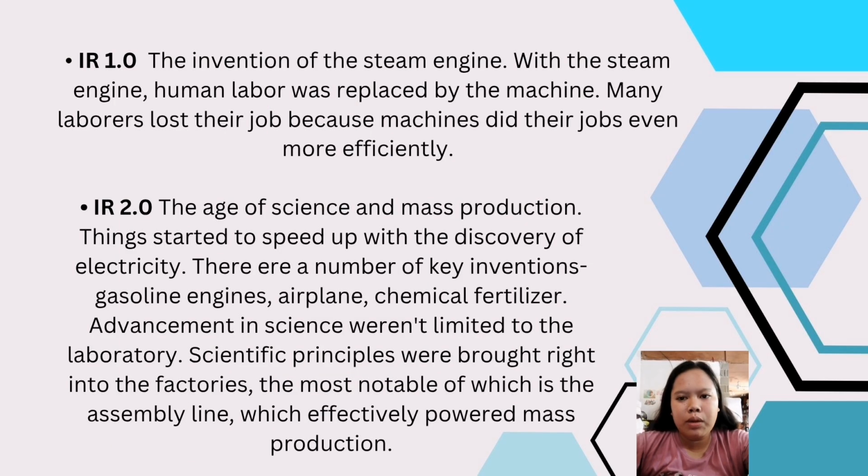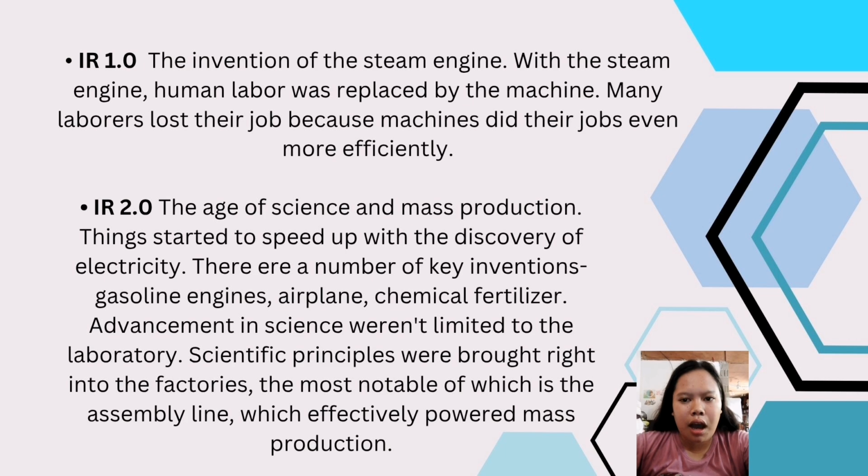IR 1.0, the first industrial revolution, began with the invention of the steam engine, which allowed machines to take over tasks previously done by human labor. As a result, many manual jobs were lost, but productivity greatly increased. It marked the start of mechanization.